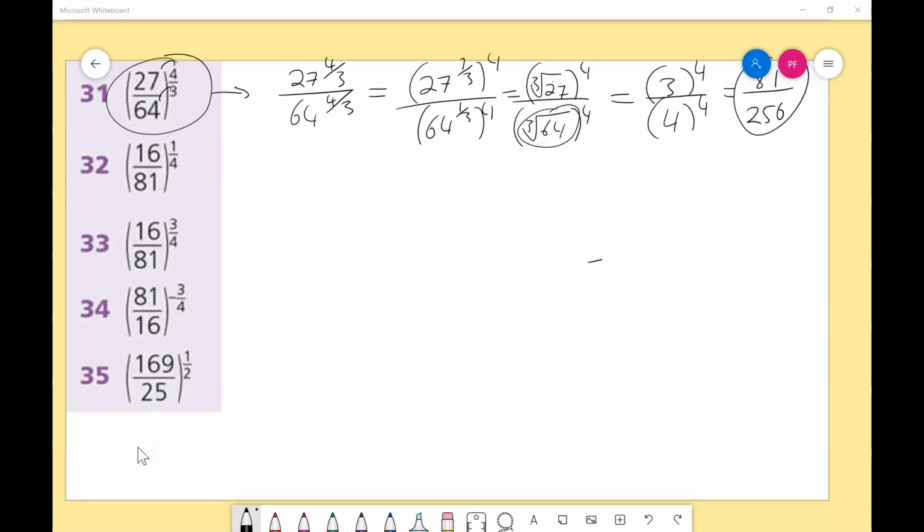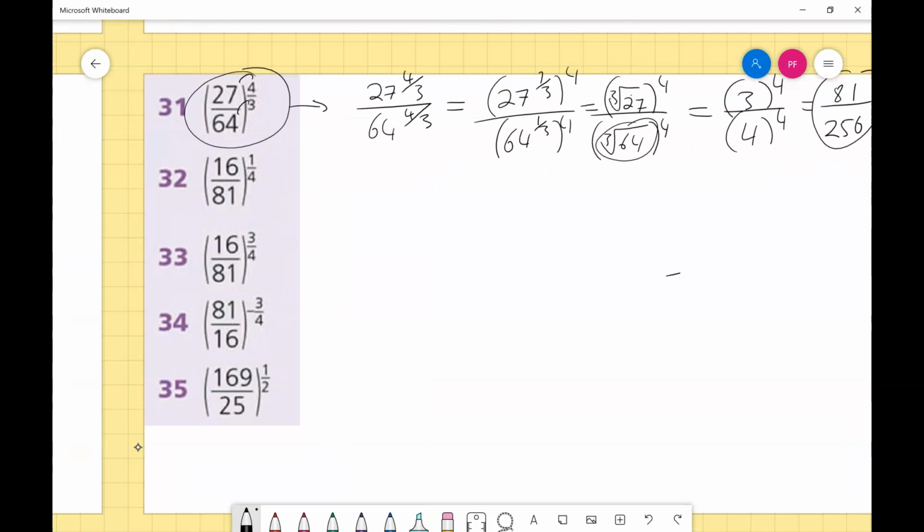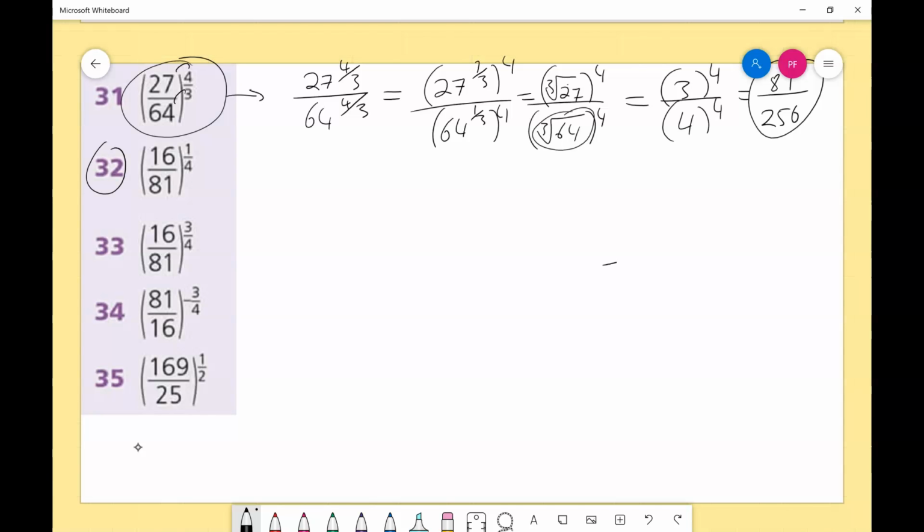Okay, we're going on to question 32. So I've got 16 over 81 all to the power of a quarter. It's outside the brackets, so it applies to everything inside the brackets. So that's 16 to the power of a quarter over 81 to the power of a quarter. So 16 to the power of a quarter means the fourth root of 16, and 81 to the power of a quarter means the fourth root of 81.